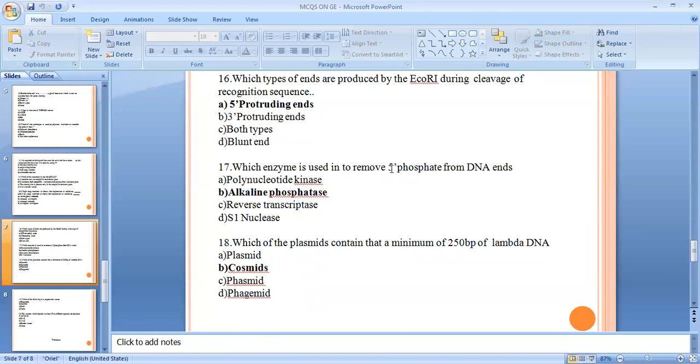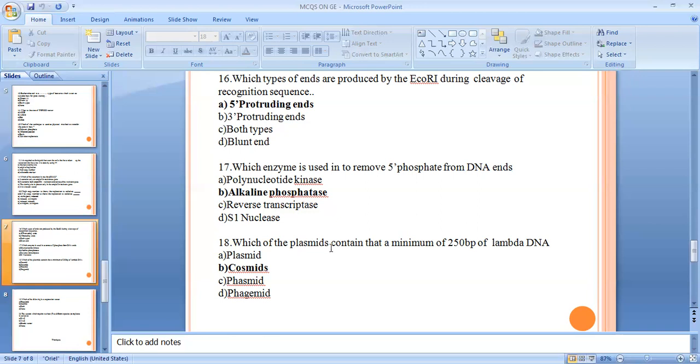Which enzyme is used to remove the 5' phosphate from DNA ends? Your options are A, polynucleotide kinase, B, alkaline phosphatase, C, reverse transcriptase, D, S1 nuclease. So the right answer here is alkaline phosphatase. Friends, generally two terms are there, phosphatase and kinase. Kinase always works in the addition of the 5' phosphate, and phosphatase always works to remove the 5' phosphate. Okay, next question is coming to you.